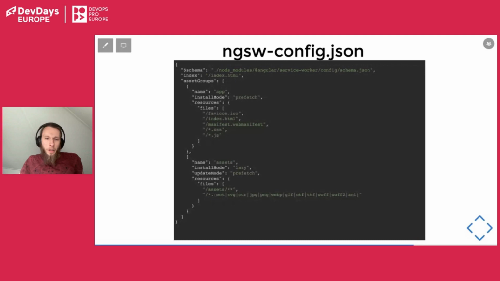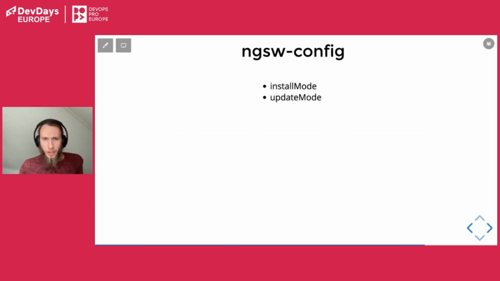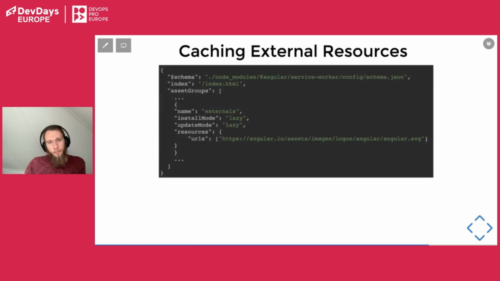Also, you have your service worker config, and you can tweak some parts. Let's look at the most interesting one. It's about installation mode and update mode. And both can be either prefetch or lazy. Prefetch means that you try to get greedily as much content as we have, or lazy, when you try to load content only when it was already requested. So here we have an example also of loading external resources.